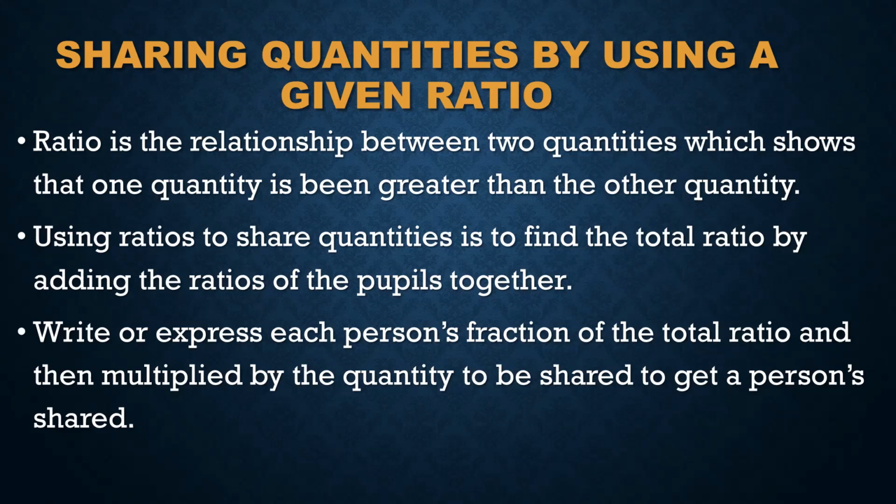So don't forget about adding all the ratios to get the total ratio. After then, you express them as fractions. You take the person involved in sharing that particular quantity, their ratio over the total ratio that you have gotten, and then you multiply by the entire quantity or the items that you are going to share. Then let's solve one more example of using ratio to share a given quantity. Okay.